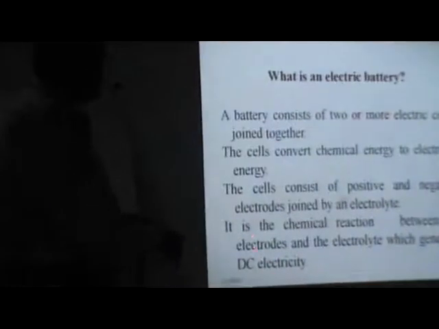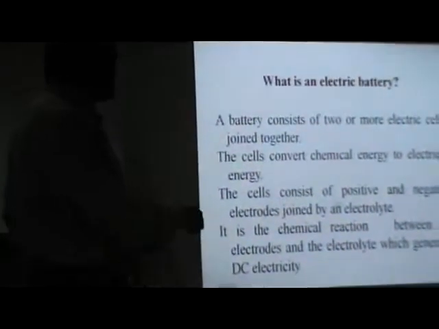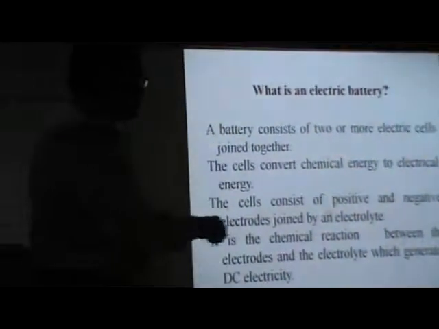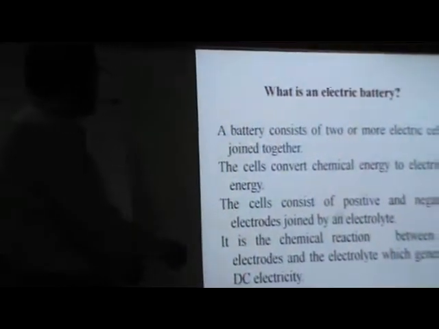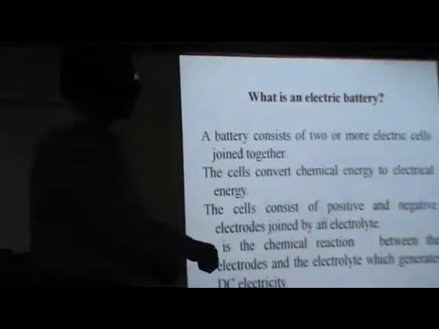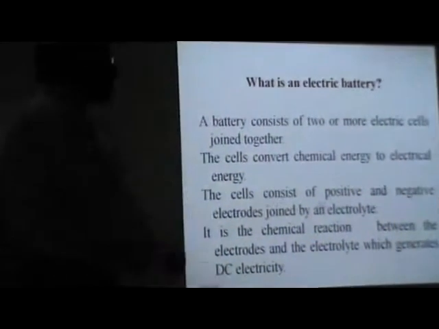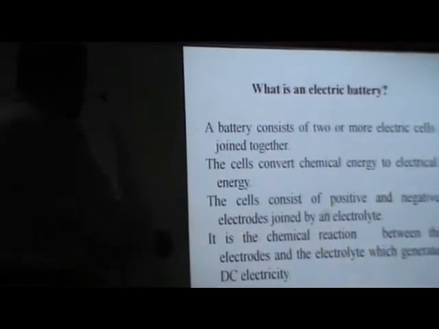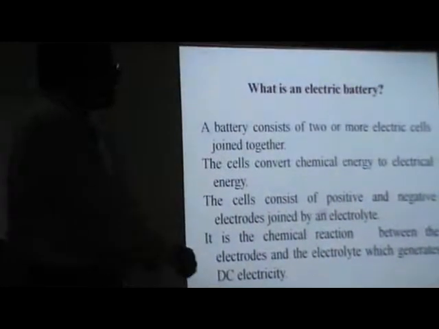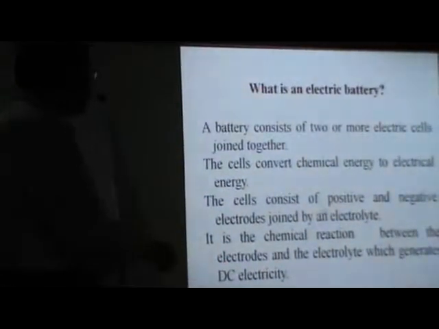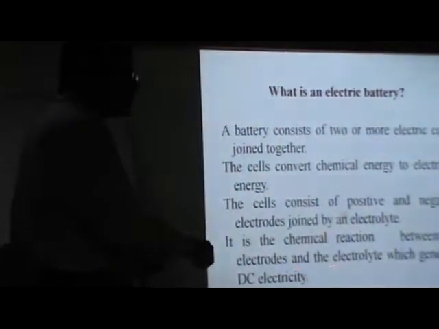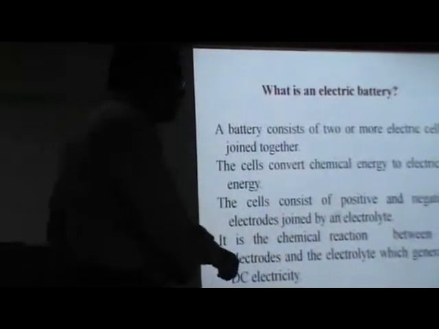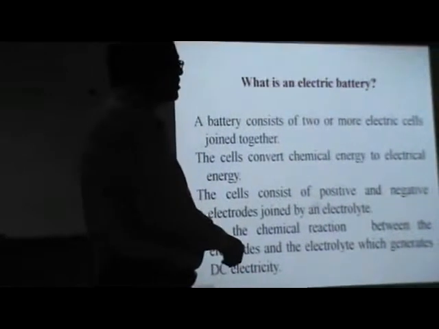Then the next one is the chemical reaction. Already we said the chemical energy is converted into electrical energy. It is a chemical reaction between the electrodes and the electrolyte, which generates DC electricity. In between the two, some chemical reaction happens. From the chemical reaction, your output is DC electricity.